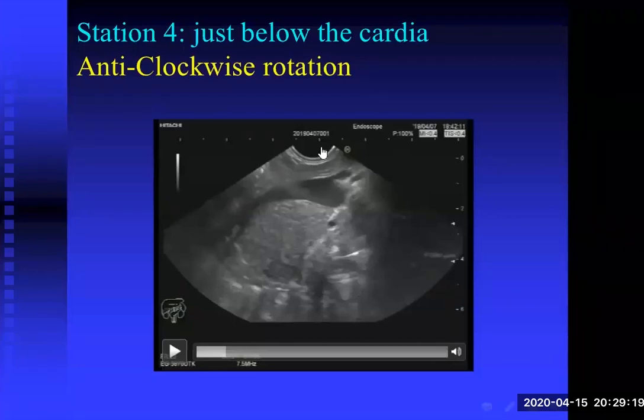Seen from the stomach. So from the stomach, I can see all structures. I can see the pancreatic head. I can see the pancreatic neck. I can see the papillary region. I can see the whole length of the common bile duct going back.